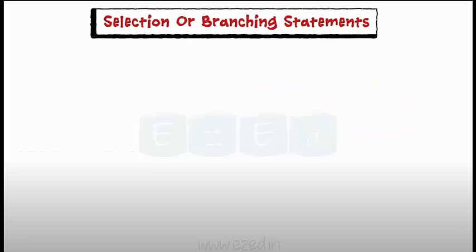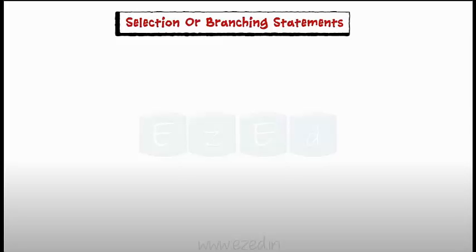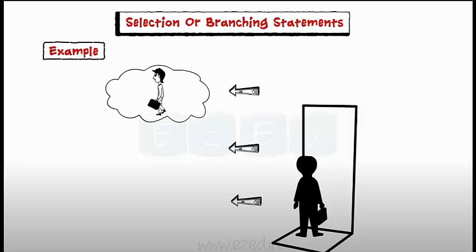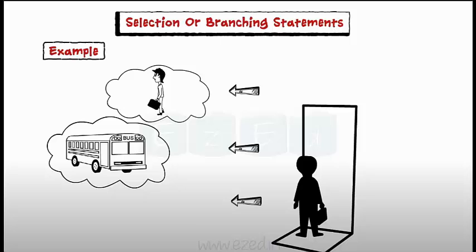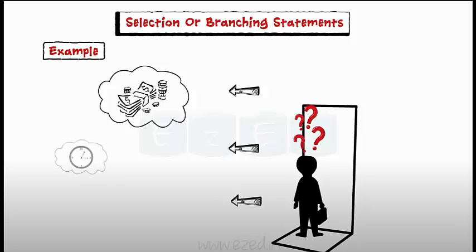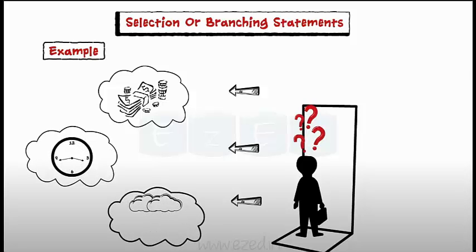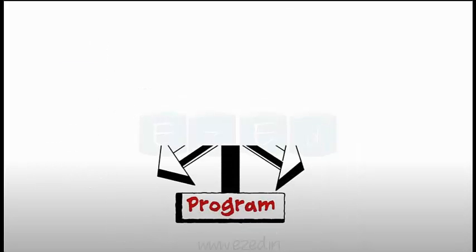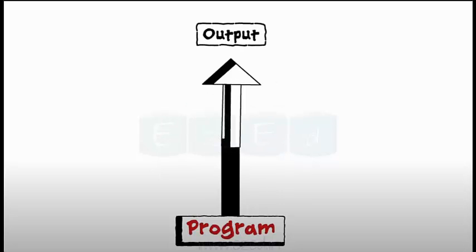Moving on to selection or branching statements. Let's try to understand this with the help of an example. This man here is about to leave for his office. He has various options for traveling. He can walk to his office, or he can take a bus or go by a cab. His decision to select a mode depends on how much money he desires to spend, how much time he has, brains, and so on. Similarly, in programs too, the flow is very much dependent on the desired output.